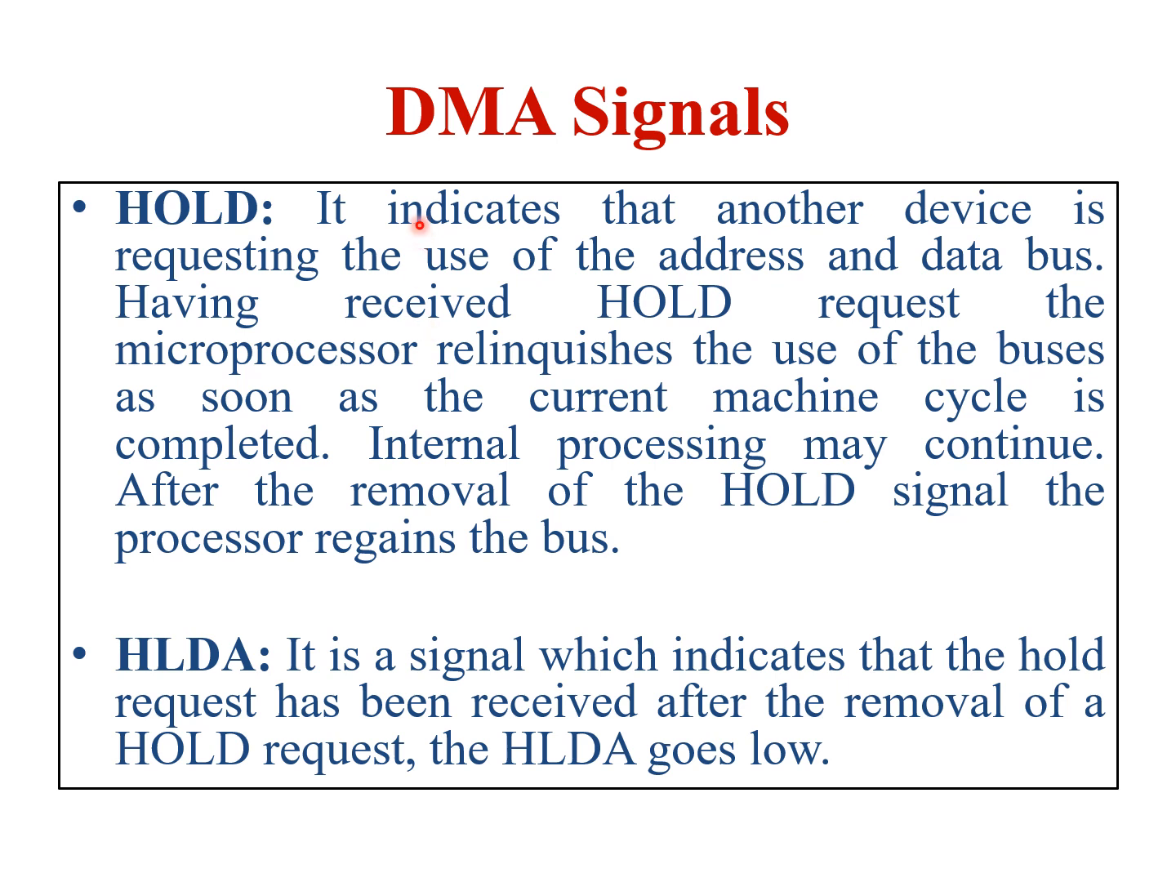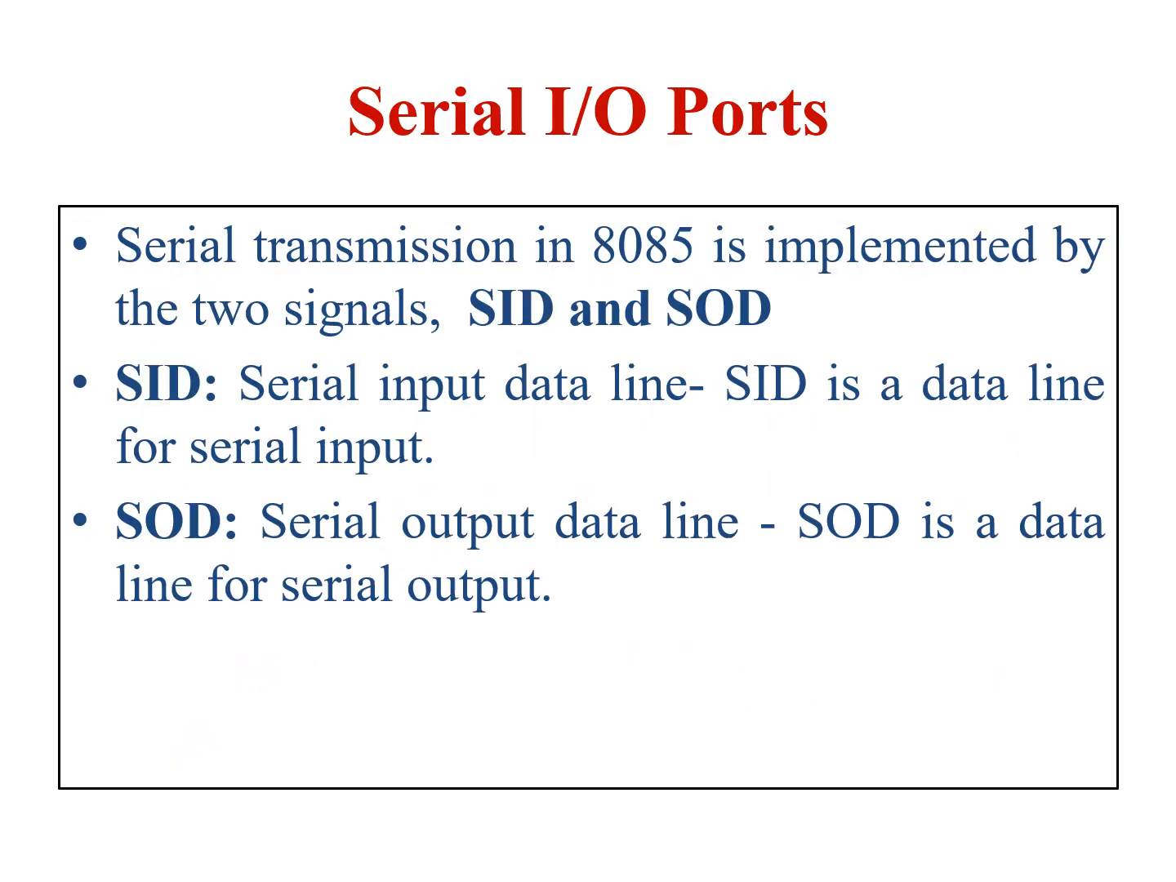Next let us see the DMA signals, which are for accessing the memory content. In this case, the address and data bus are required by other devices. When required, the device will pass a hold signal, represented by the hold pin. After getting the hold signal, the acknowledgement will be passed by the microprocessor by giving the HLDA pin.